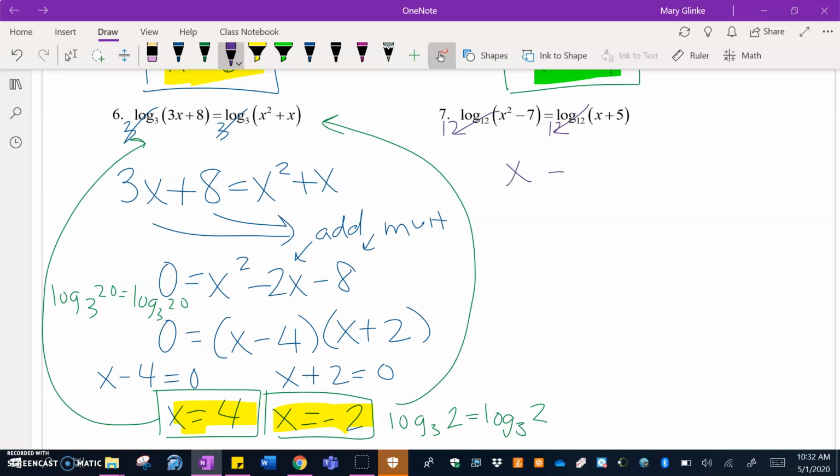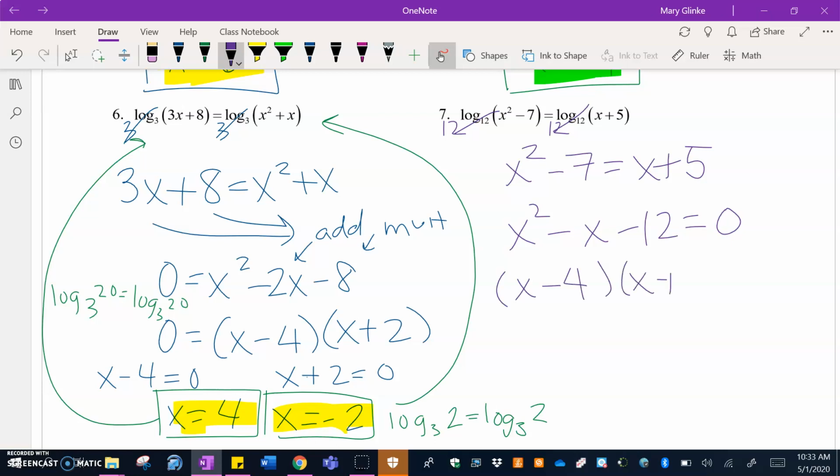We get x squared minus 7 equals x plus 5. We're going to move everything to one side. We get x squared minus x minus 12 equals 0. We're going to factor x minus 4 and x plus 3. Set it equal to 0, and you get x equals 4 and x equals -3.